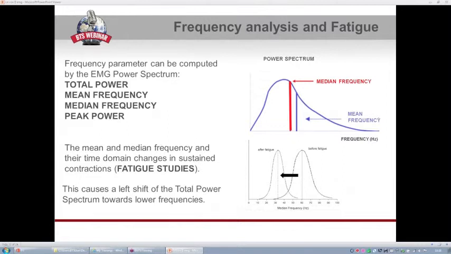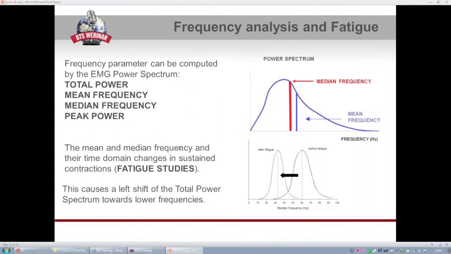Well, now I'm going to show you some other parameters that can be calculated from the spectrum of a signal. For example, we can compute the mean frequency, that is the mathematical mean value of the spectrum curve. We can compute the total power as the integral, so the area under the spectrum curve, or the median frequency, that is the frequency value that divides the total power of the spectrum into two equal parts. Then we can also compute the peak power value, that is the maximum value of the power spectrum curve.